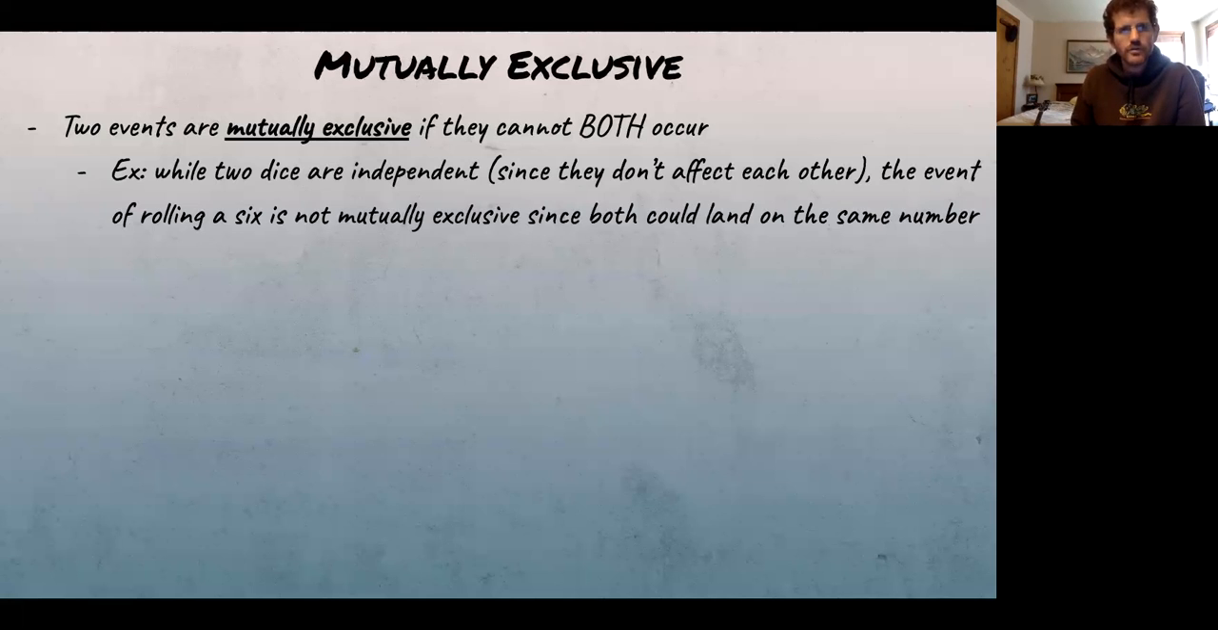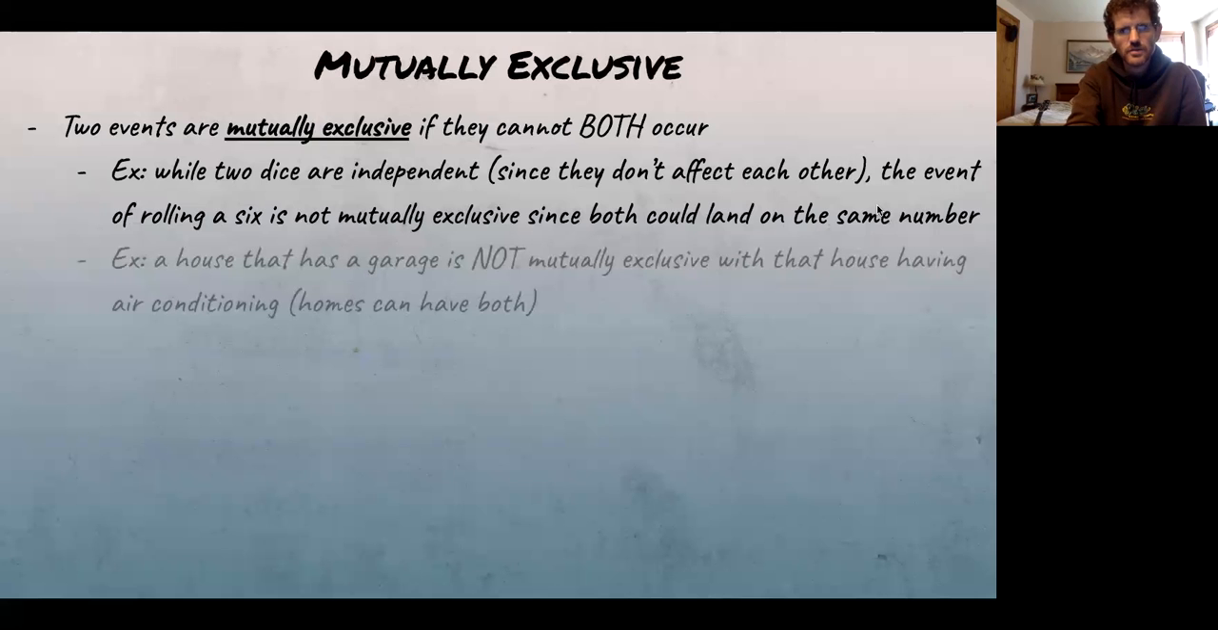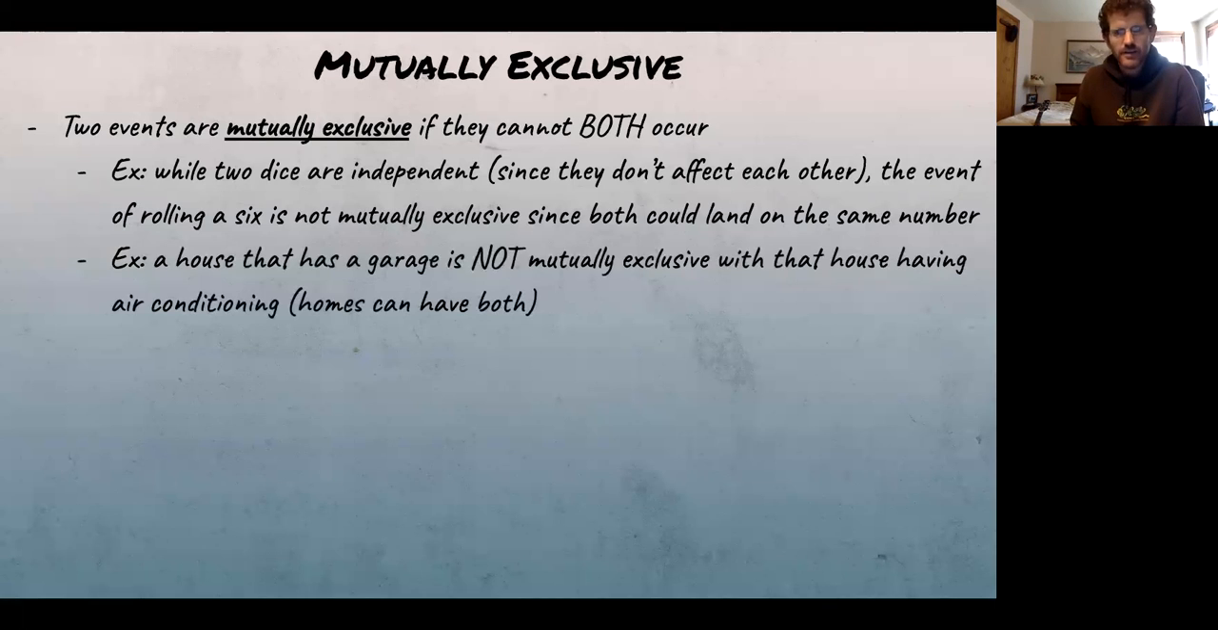So 2 dice are independent, and we haven't really talked about that. But the event of rolling a 6 is not mutually exclusive if we roll 2 dice, because you could have both dice land on the same number. It's not like only 1 die is allowed to land on 6. Both of them could. All right, so they are not mutually exclusive. A house could have a garage and have air conditioning. They're not mutually exclusive; you can have both of them. So I gave you a couple of examples of things that are not mutually exclusive.